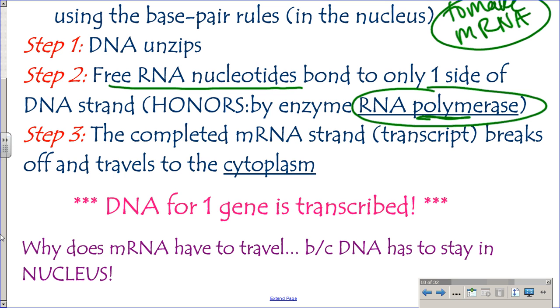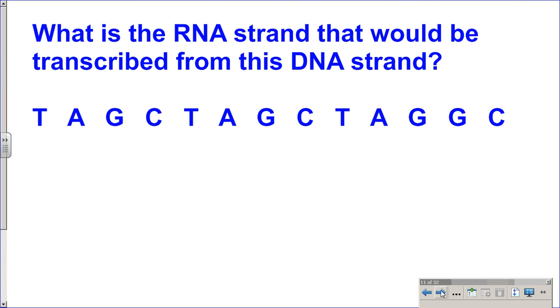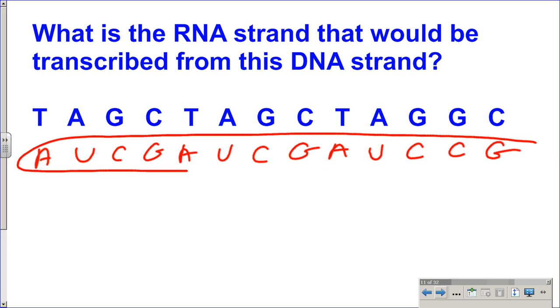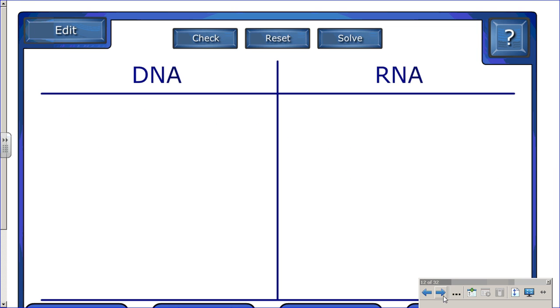Okay. And then we know the mRNA has to leave the nucleus because the DNA does not move. It's lazy. All right, so if this is my DNA strand, what is my mRNA strand that's being made? Go for it. A? No. U for uracil. Remember, mRNA does not have any T's in it. Anytime you want to say T, just hold back and say U. Okay, keep going. C, G, A, U, C, G, A, U, C, C, G. Okay, so this right here is the mRNA strand that was made. It breaks off, and it goes where? To the cytoplasm. Okay, so that's what we're going to talk about in a second.